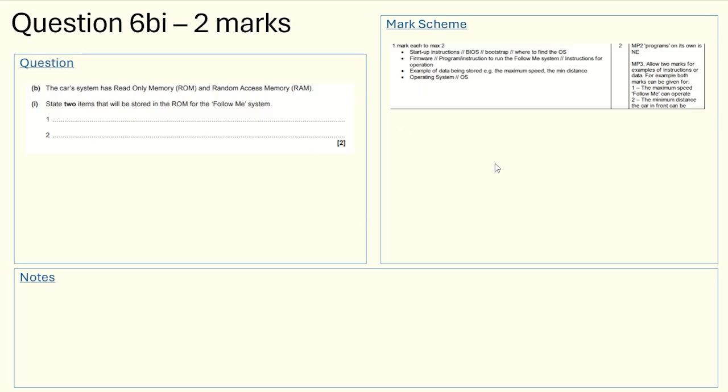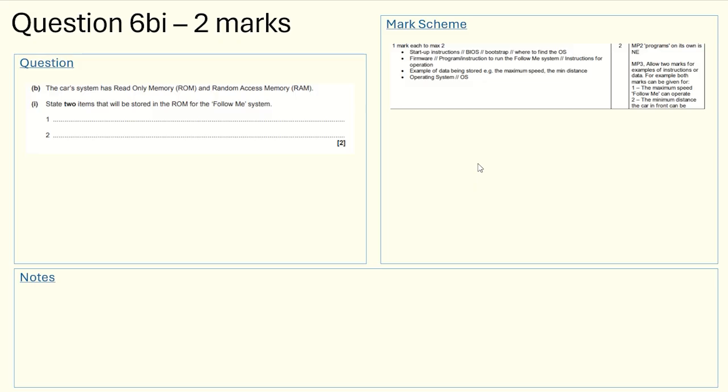Third bullet point here says the example of data being stored, so the maximum speed or the minimum distance. So the maximum speed, meaning this is the maximum speed that the system can go. The car can't go any faster than this. And that would be a fixed amount. This will be a constant, so something that doesn't change when the system's operating, because there'll be a safe speed that the car can go. If the car in front of you that you're following decides to put its foot down on the accelerator and go up to 100 miles an hour, you don't want your car to be following that person. So your car will have something built into it to say, do not exceed 70 miles per hour.